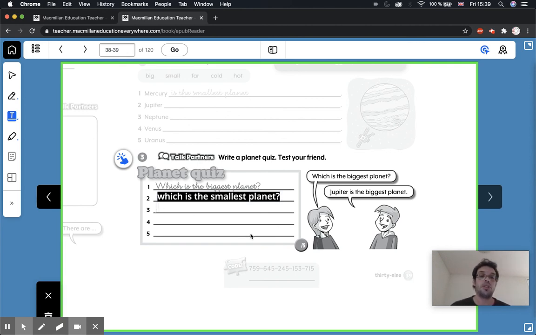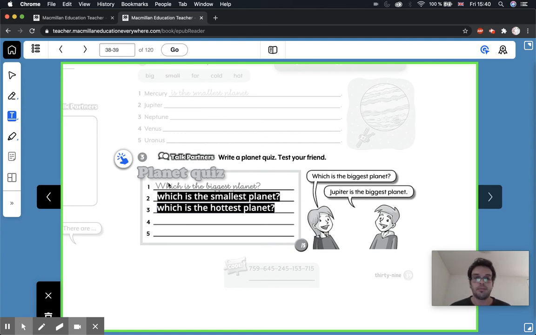And we'll write one more question. Let's try the adjective hot. Caliente, hot. And we'll make the question. So, same question. Hacemos el mismo. Which is the hottest planet? Okay, so we should have two questions. Which is the smallest planet? And which is the hottest planet? Okay, ¿cuál es la planeta más pequeña? ¿Cuál es la planeta más caliente?